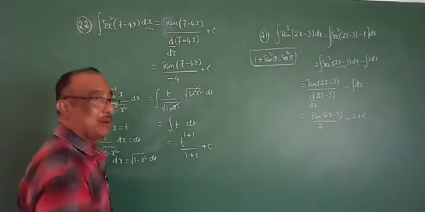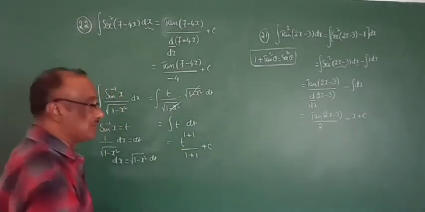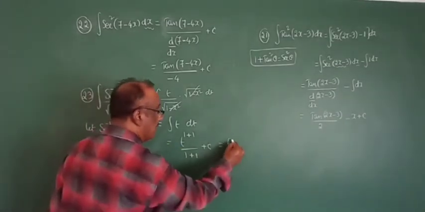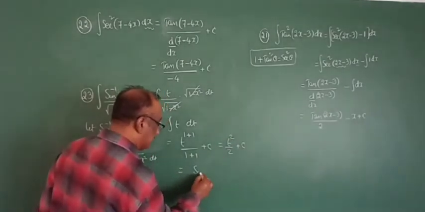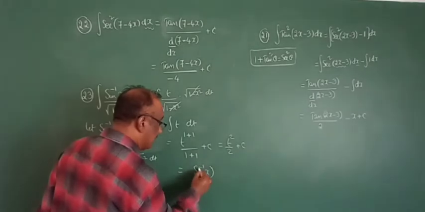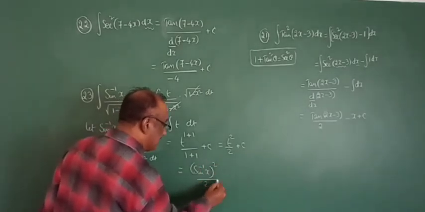That is t square by 2. What is t? Sine inverse x. Write it down: t square by 2 plus c. T means sine inverse x. So the answer is sine inverse x whole square by 2 plus c.